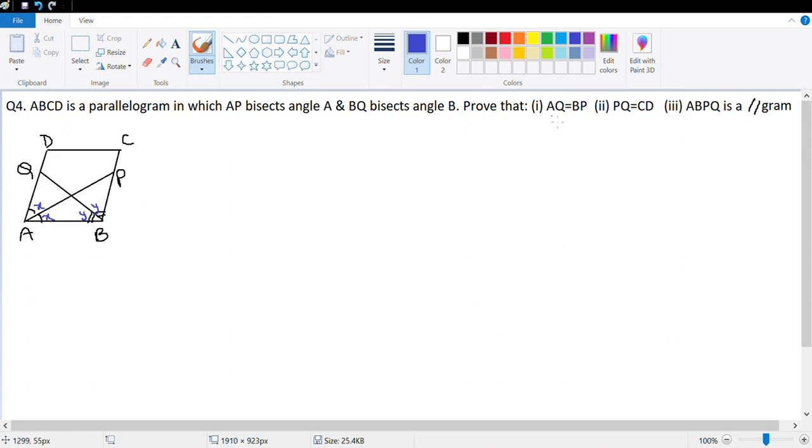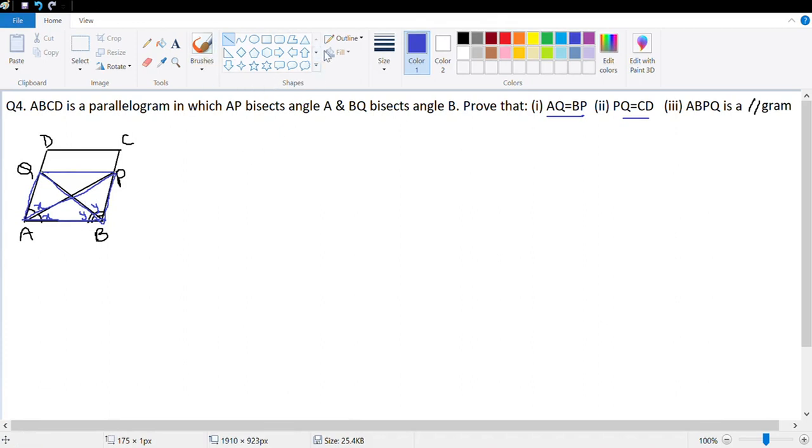We need to prove AQ and BP are equal, which means I will have to look at this triangle, and I'll have to look at APB. Okay, and then PQ is equal to CD. So let me join PQ and CD. I'll have to prove that PQ is equal to CD, which means if I can prove PQ is equal to AB, then I should be able to prove it.